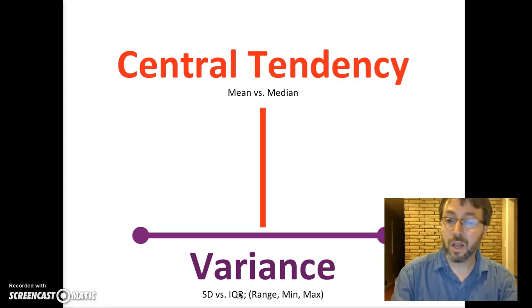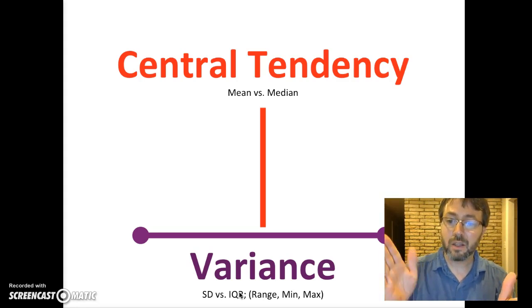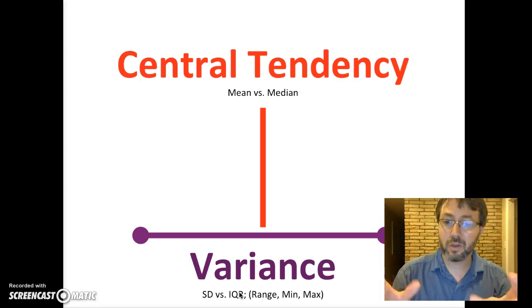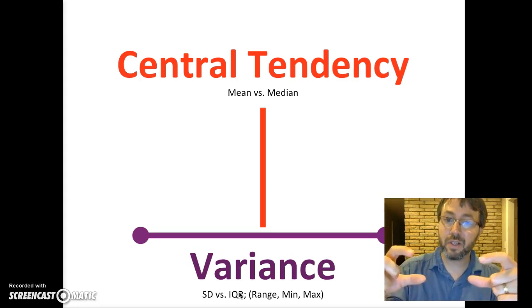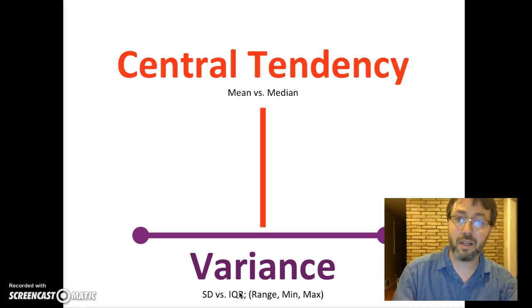So the interquartile range is the 25th percentile to the 75th percentile. So it's where 50% of the data reside, the 50% of the data that reside right around the median. So let's see how this plays out in our data set.